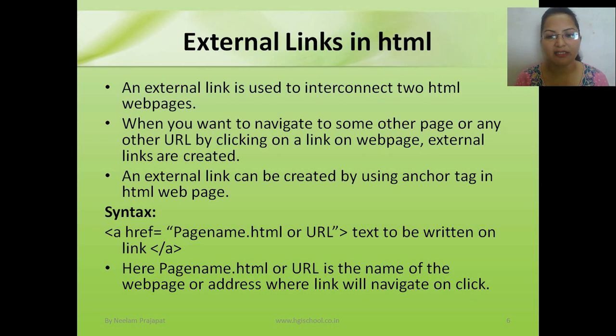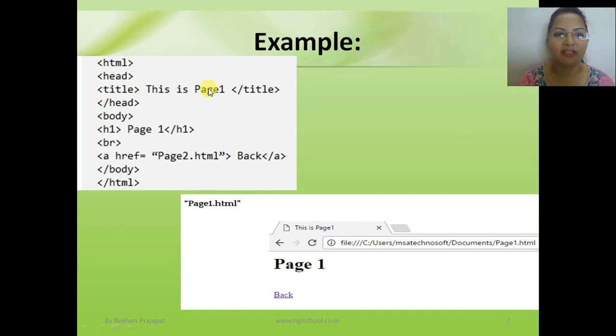Now an external link can be created by using the anchor tag in an HTML web page. Here you can see a href, you have already used it in the previous chapter. Page name.html, we can mention any page, or here it can be a URL of any website. Then the text to be written will be the anchor text. Here we have to write the anchor text, and then we have to close the anchor tag. Now here page name.html or URL is the name of the web page or address where the link will navigate on clicking.